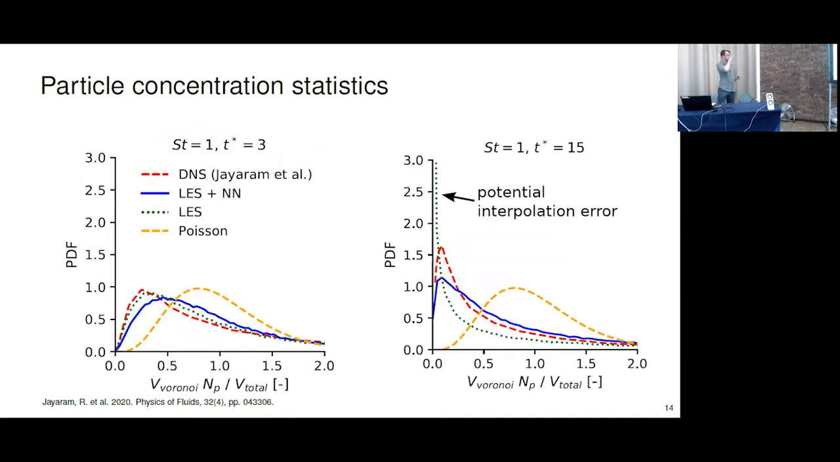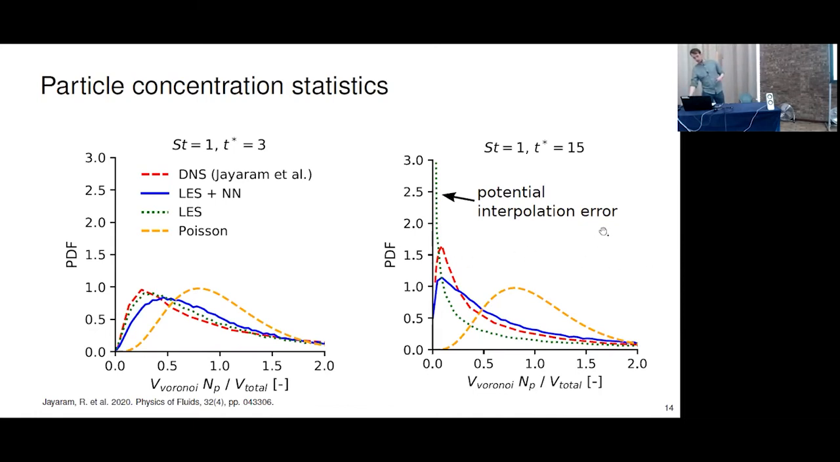So this time we quantified concentration using the Voronoi volume distribution. It's a little bit different, but just to stay consistent with the DNS data. In this case, if the Voronoi volume goes towards 0, then this means that the particles are all right next to each other. And then we can compare this with the Poisson distribution, which is essentially just random uniform dispersion. And then for both LES data sets, we can see at the start of the simulation, they agree quite well with the DNS.